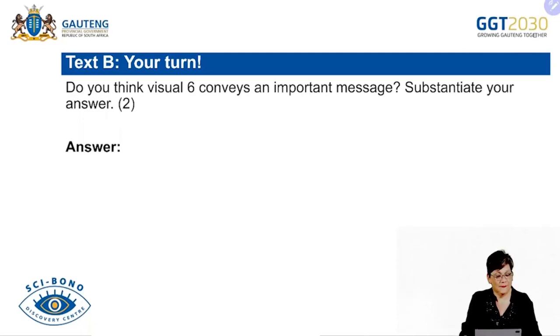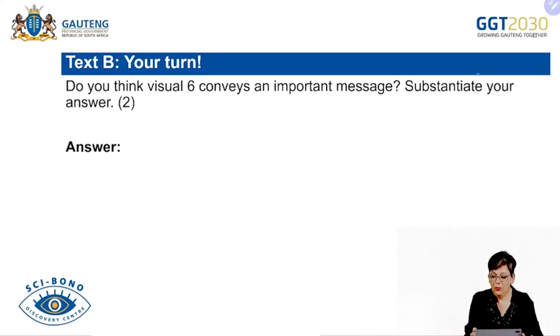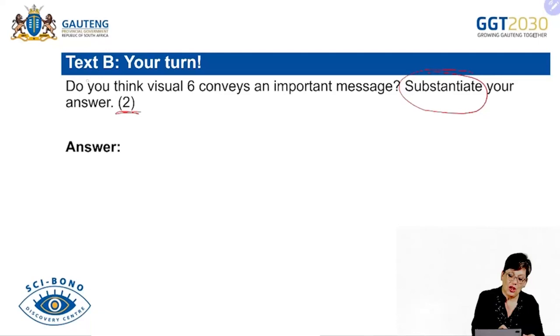Do you think visual 6 conveys an important message? Substantiate your answer. Now, I know by now you should know what substantiate means. Substantiate is give us good reasons. Now, mark allocation is 2, so you need 2 different reasons. Now, remember, this is a do you think? So, we want a yes or a no answer.